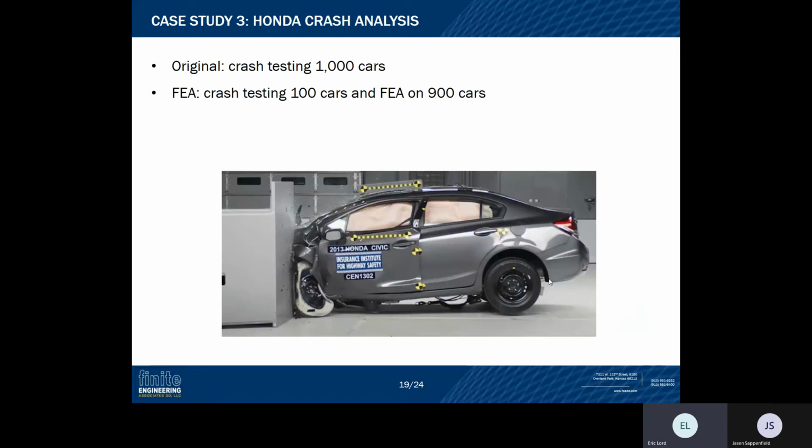Here's a case study that Honda had done with crash analysis. Originally, they were crash testing around 1,000 cars for a new type of car, and so incorporating FEA, their crash testing reduced to 100 cars, and doing FEA on the 900 cars, if you will. So these were all different loading scenarios that they did for the 1,000 cars. What they were able to do is reduce this down to essentially 100 cars in the end. So that's a huge amount of savings, and also probably time as well.